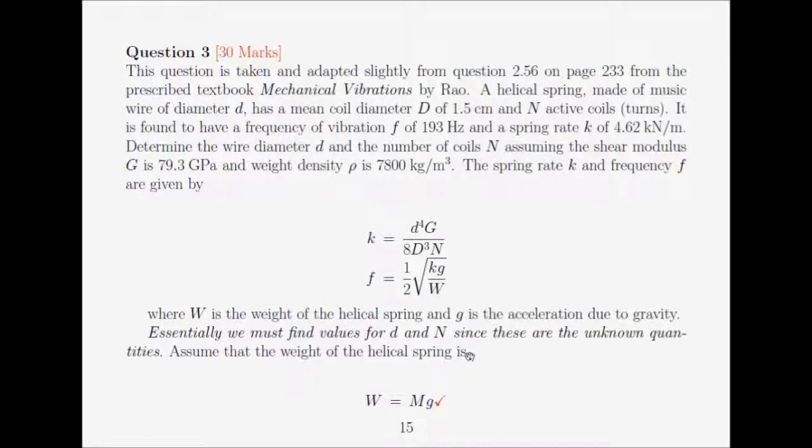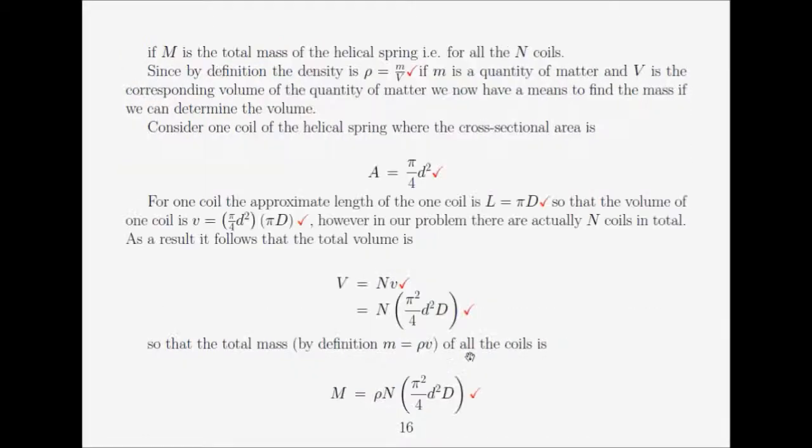We assume that the weight of the spring is mass times gravity, and M is the total mass of the spring for N coils. Density is mass per unit volume, so rho is equal to M over V. M is a quantity of matter, V is a corresponding volume. So we consider one coil of the spring. Remember, there are various coils wound around that armature.